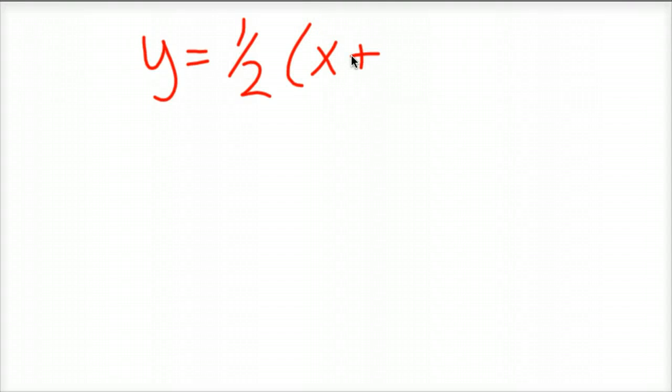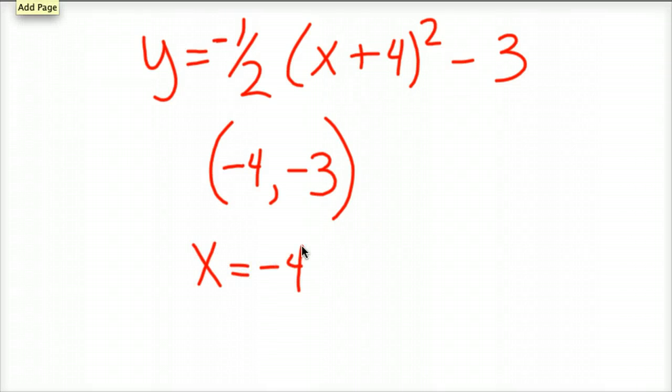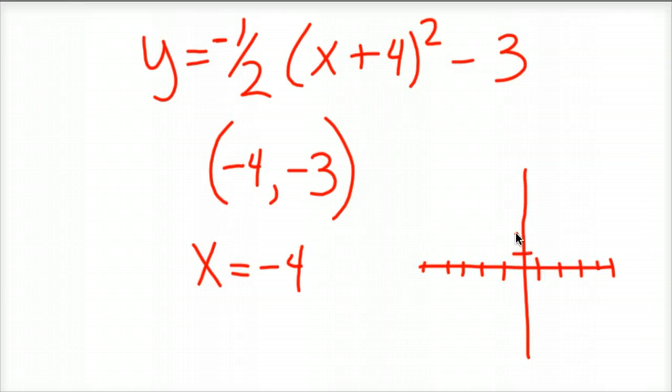Let me give you one more. Let's say you had y equals 1/2 times (x plus 4) squared minus 3. Well, my vertex would be (-4, -3), and my axis of symmetry would be x equals -4. If you graphed that, I'll just roughly sketch it here: 1, 2, 3, 4, 5. So you go left 4 and down 3. Sorry, it's so pathetic looking. Then you have an axis of symmetry there at x equals -4.